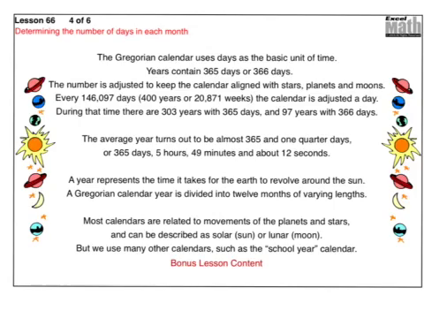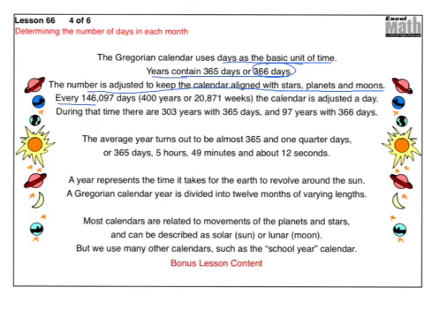And we have a little bit more bonus material, so pay attention here. The Gregorian calendar uses days as the basic unit of time. Years, of course, that's the basic unit on a calendar is a day. Years contain 365 or 366 days. This would be on leap year, right? The number is adjusted to keep the calendar aligned with the stars, planets, and moons.